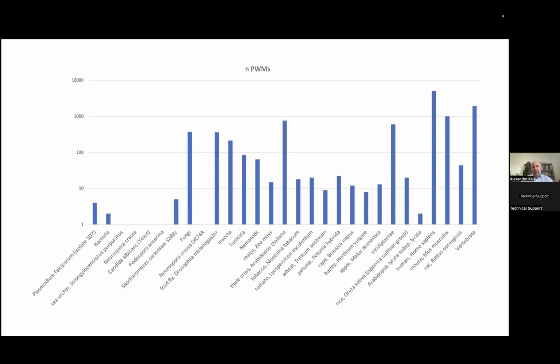And I must say that TRANSFAC in that respect is quite good. For instance, the plant matrices, which we will talk about today, are not only Arabidopsis, but also maize, tobacco, tomato, wheat, barley, apple. So there are some matrices from different plant species.